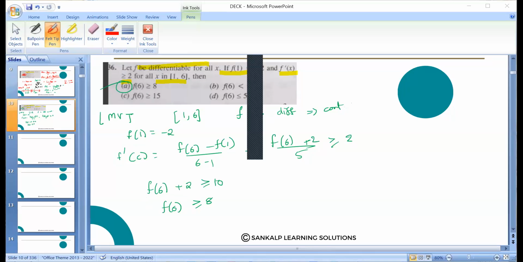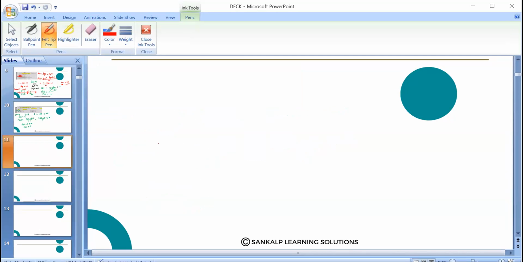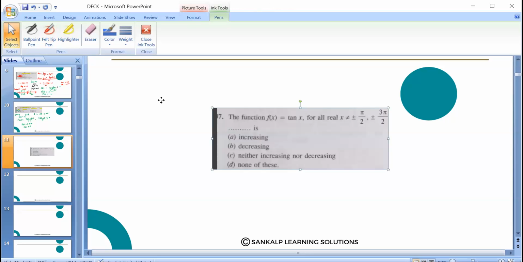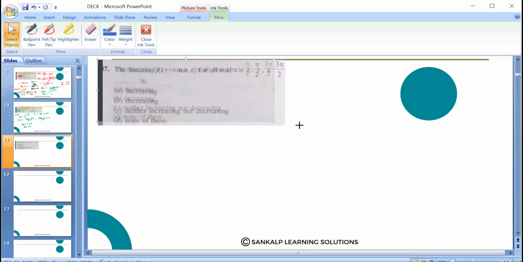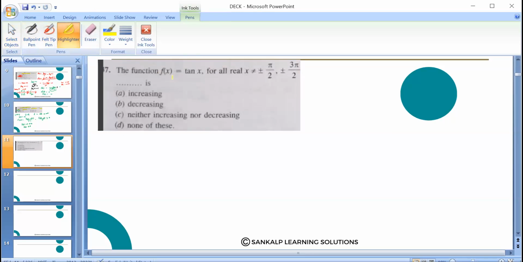Next is question number 37. The function tan x for x not equal to plus or minus pi by 2 and plus or minus 3 pi by 2. What type of function is it? So we will take f of x equal to tan x.